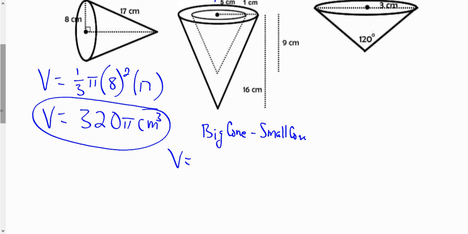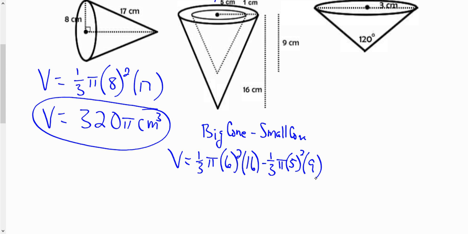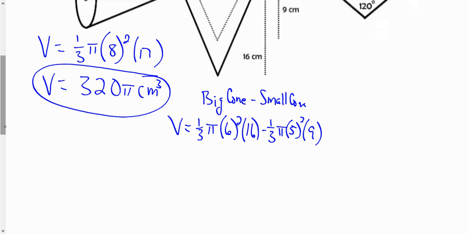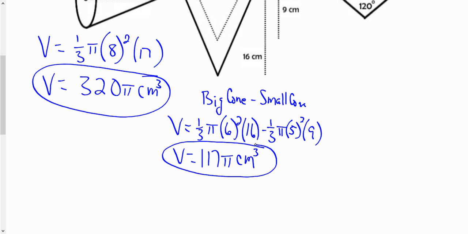So the big cone would be 1/3 pi times 6 squared times its height, which is what, 16, minus a small cone, 1/3 pi, and its radius is 5, and its height is 9. All right, and you can plug all that in your calculator, well, pi for now. 117 pi cubic centimeters. And we'll leave it exact right now because it's not really in context of anything.